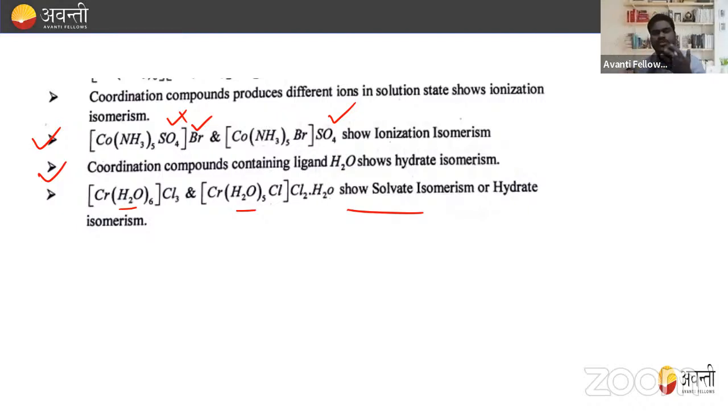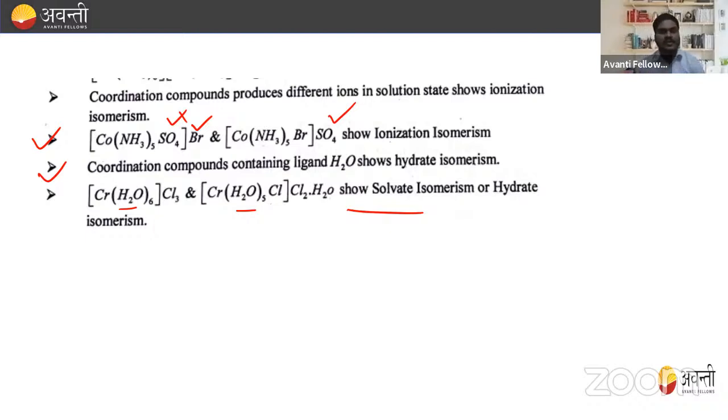I'm talking about structural isomerism only. The first one is linkage isomerism, in which the ambident ligand is used. The second one is coordination isomerism, in which two different coordination entities are used. The third one is ionization isomerism, which produces different ions, right? And the last one is hydrate isomerism, or we say solvate isomerism, right? So these are the examples of structural isomerism.